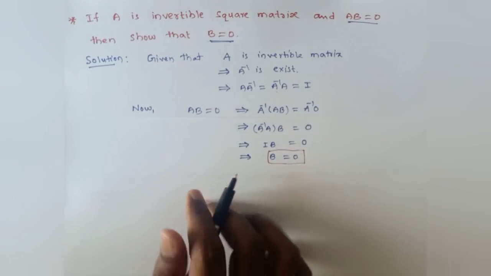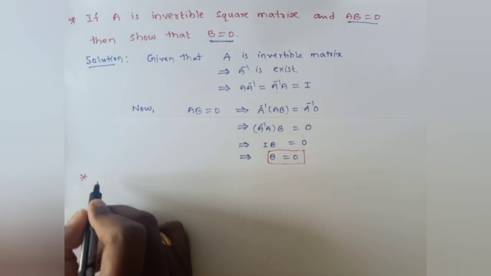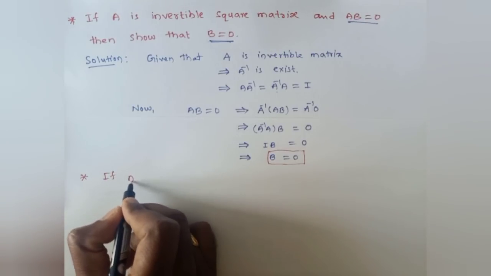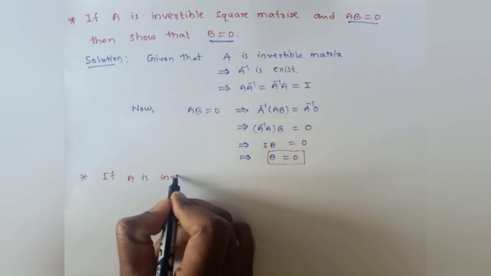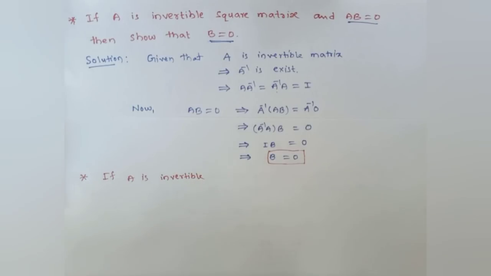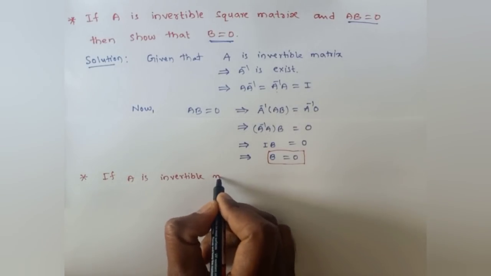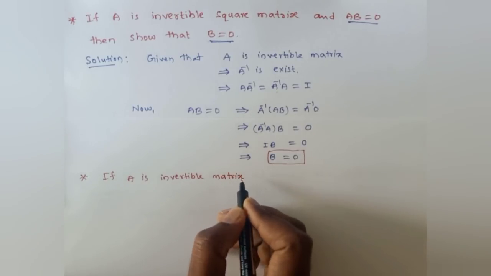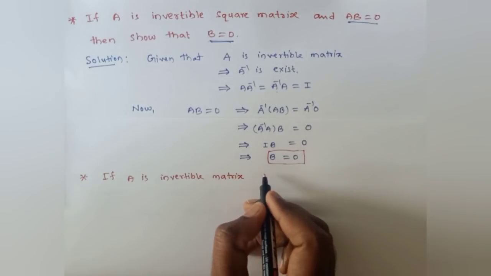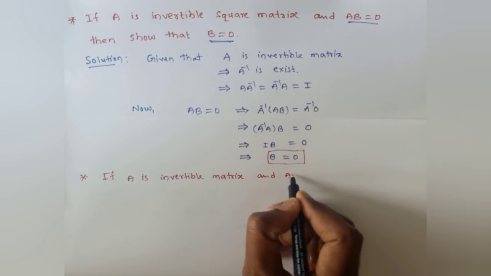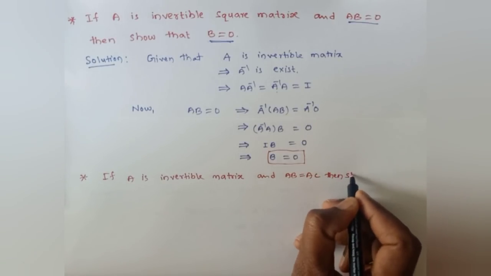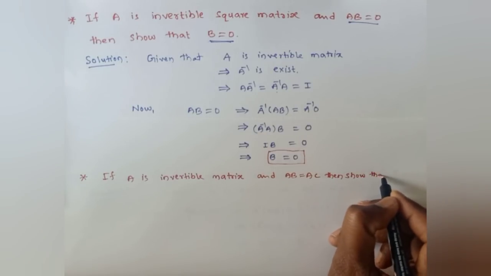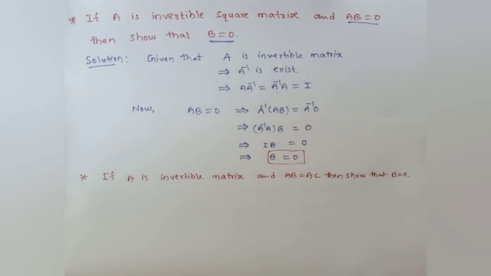And we have one more property or statement, that is if A is an invertible matrix, means invertible square matrix, and AB equal to AC, then show that B equal to C.